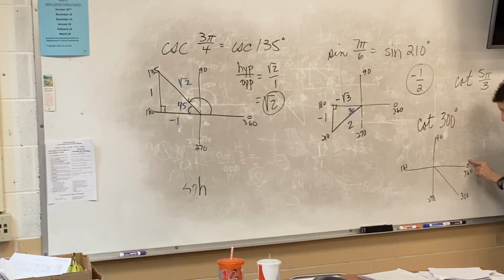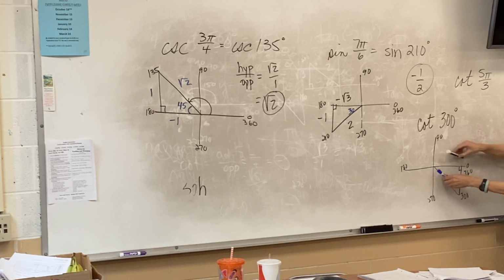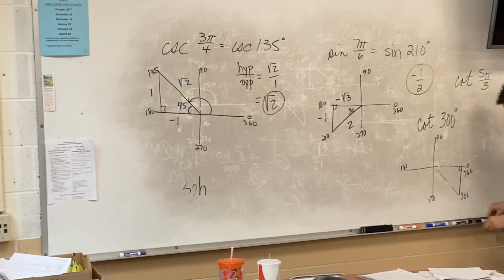Remember, we're going around, starting here, going around. So perpendicular, straight up, making your butterfly bow tie. And now this is the angle that we care about. My blue marker is 300, my black marker is 360. What is the angle between those two markers? 60 degrees.